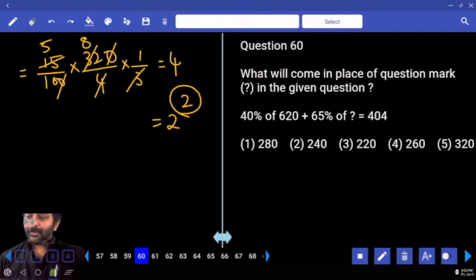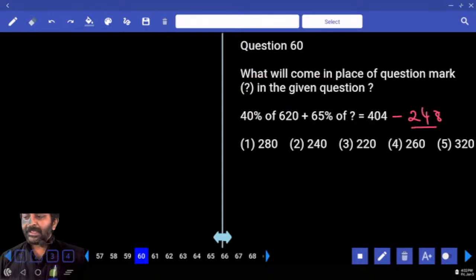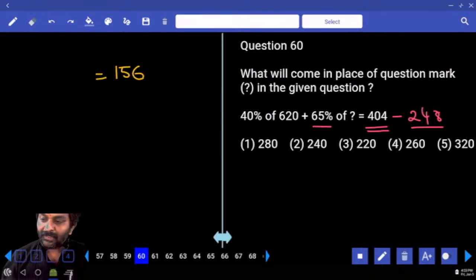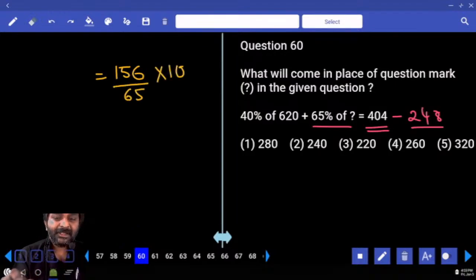200 goes to the right hand side and becomes minus, correct? Instead of this, subtract 250, add 2. Okay, subtract 250. 154 add 2 now, 156 is equal to 65%. 1% by 65, 100% into 100. You got the point? 13, 12, 13, 1200 by 5, 240.